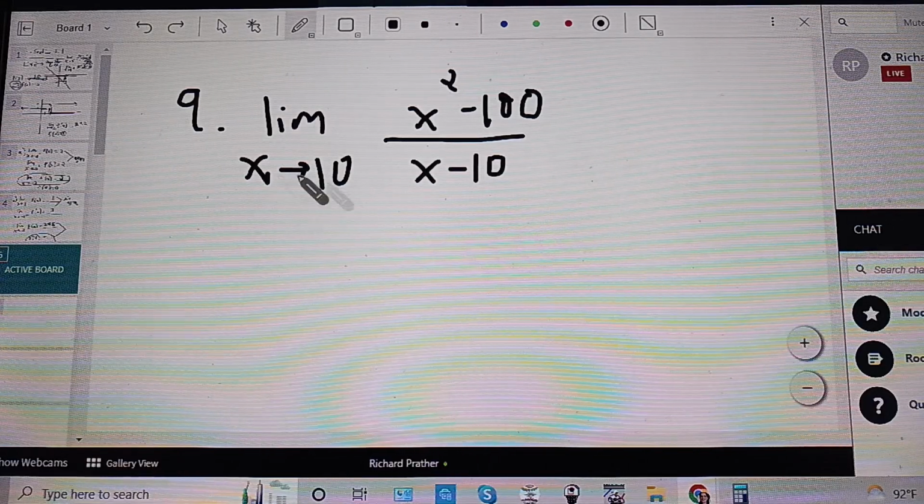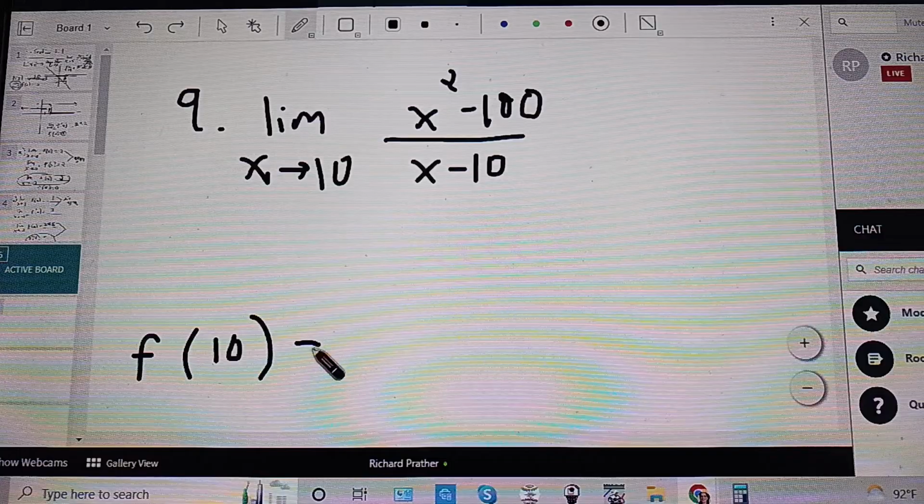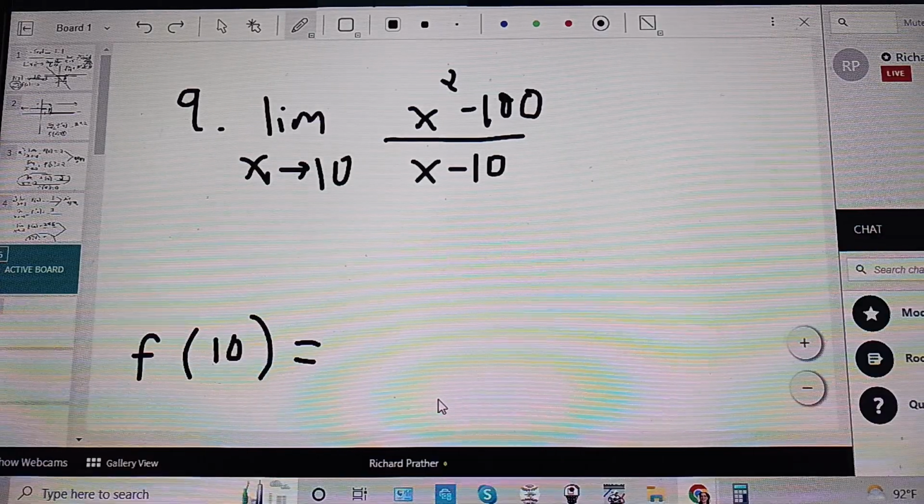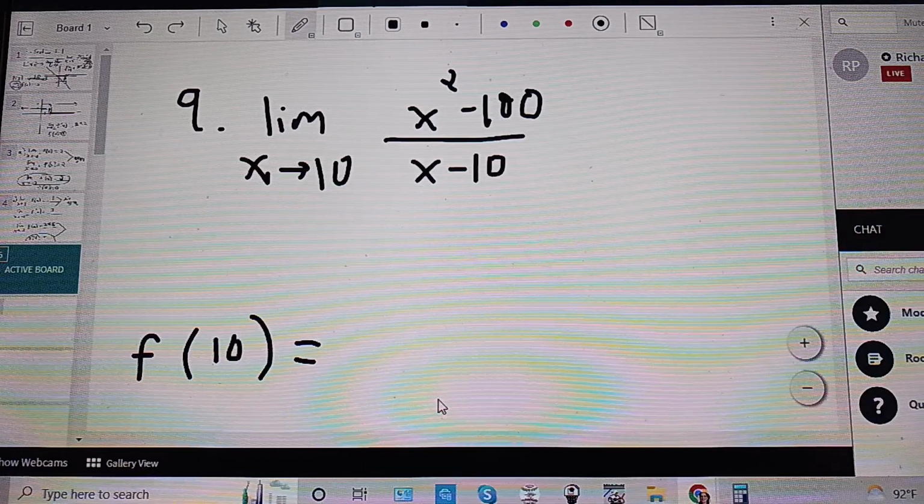Normally, the limit at 10 may or may not equal f of 10. Those are normally independent calculations. They can agree or they can disagree, and knowing one doesn't automatically tell you the other. But polynomials are a special case.